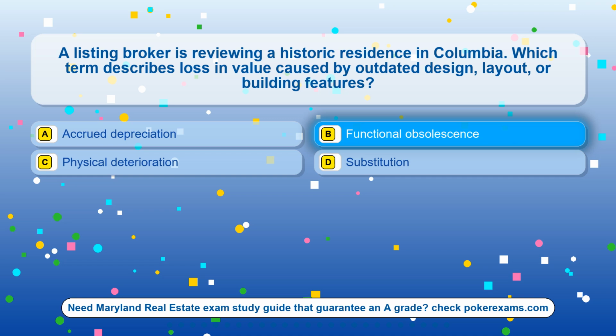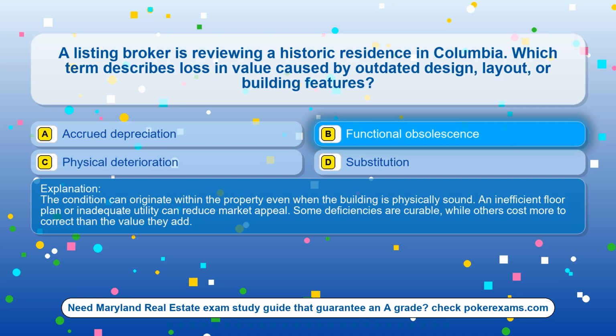The correct answer is option B, functional obsolescence. The condition can originate within the property even when the building is physically sound. An inefficient floor plan or inadequate utility can reduce market appeal. Some deficiencies are curable, while others cost more to correct than the value they add.